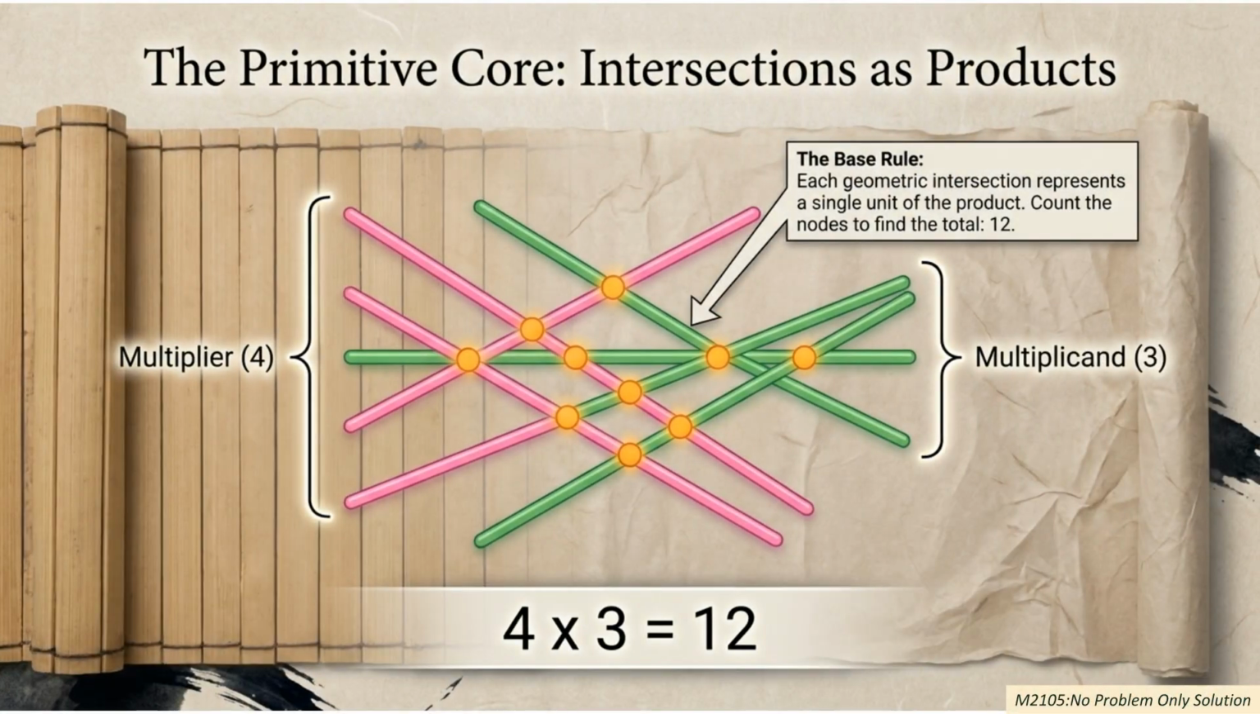At its core, the method treats intersections as products. Each geometric intersection represents a single unit. For 4 times 3, we count the 12 resulting nodes.